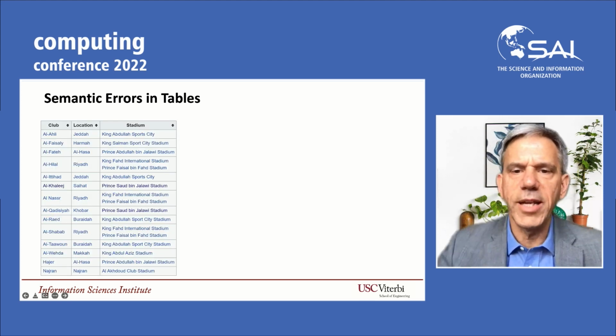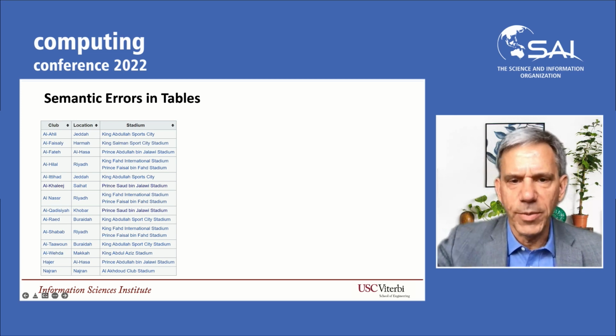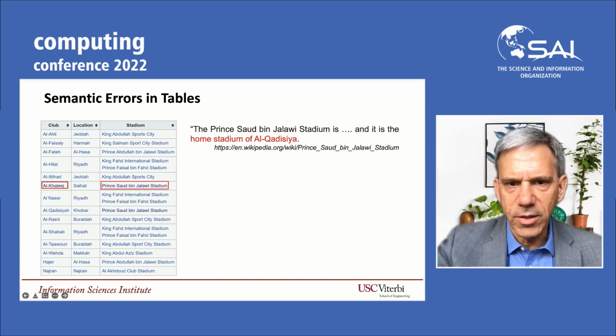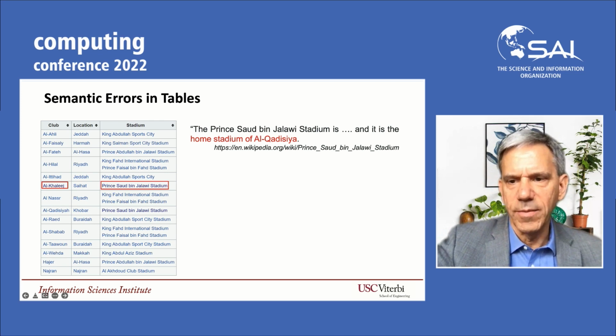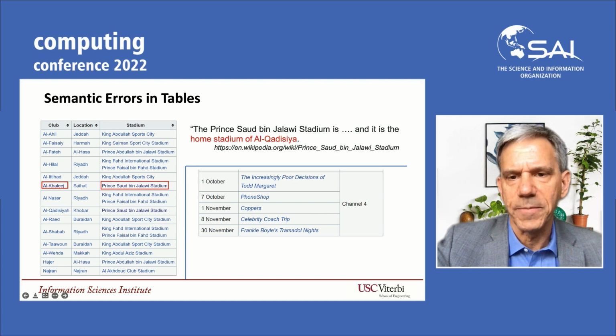All right, so what's a semantic error in a table? Let me give you an example here. So this is a table from Wikipedia, and this is actually a real example. I didn't make this one up. So this is a table that shows the different soccer clubs and their location and the stadium that they play in. And it turns out that one of these is actually incorrect. So this one here in the middle, you can see in red. If you look at the text in Wikipedia, what you discover is that it's actually not aligned with what the table says. So this is actually a semantic error because the syntax is just fine, but the actual content is incorrect. And so one of our goals is to be able to detect these kind of errors automatically.